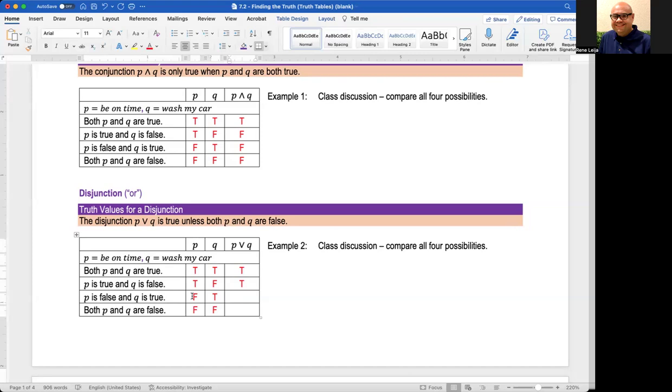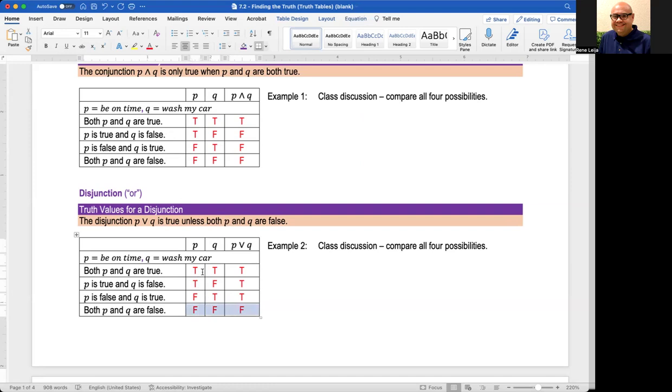Okay. So this one, you were not at work on time, but you did wash my car. So I'm still going to give you a raise. And here, you didn't come to work on time. You didn't wash my car. So I'm not going to give you a raise. So again, we look at this. The disjunction is true unless both P and Q are false.